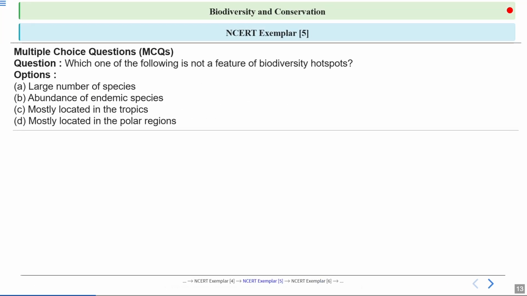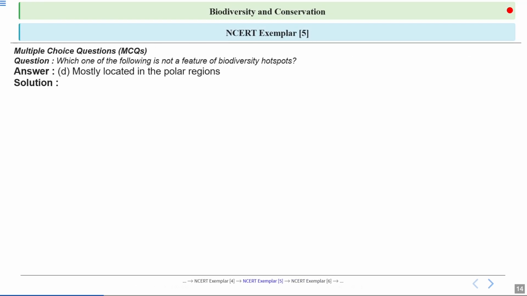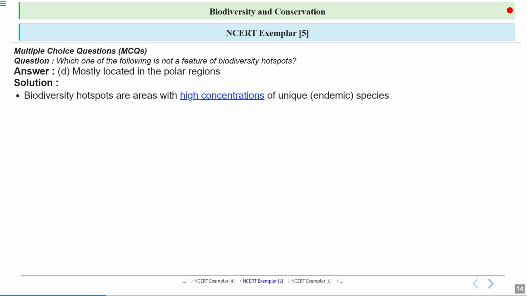Next question: which one of the following is not a feature of a biodiversity hotspot? The options are: large number of species, abundance of endemic species, mostly located in the tropics, and the last one is mostly located in the polar region. What will be the correct answer? Option D, mostly located in the polar region. This is the correct answer. Let's have a look at the explanation.